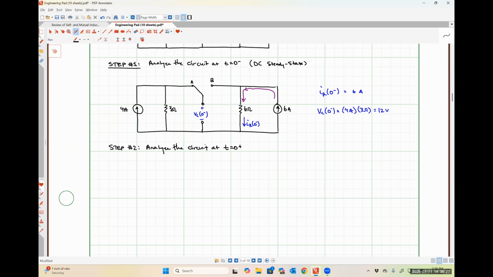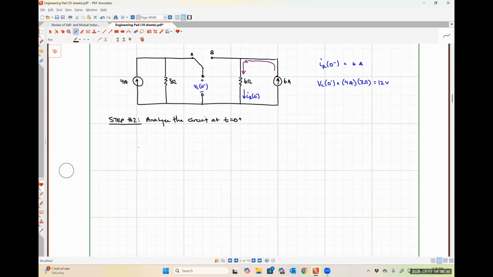So we are no longer at DC steady state. So our capacitor is not going to behave like an open circuit. So I'm going to draw things out again really quickly. So here is our 4 amp source in parallel with our 3 ohm resistor. Now terminal A over here is open circuited and our switch is closed at B.